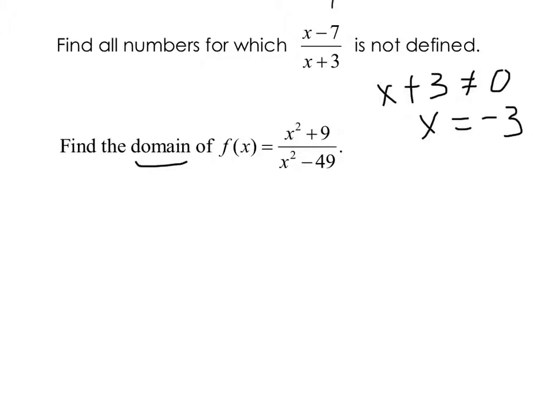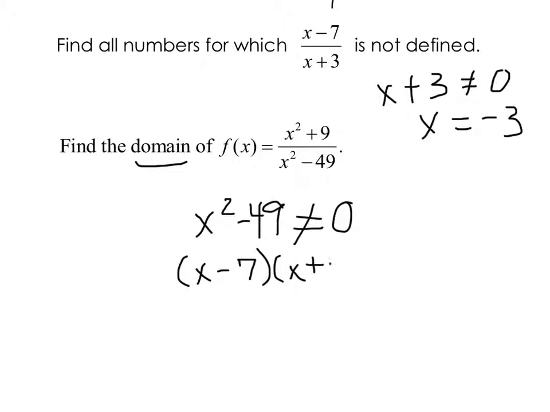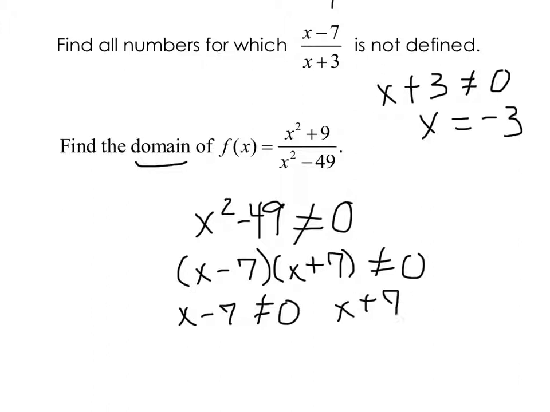Find the domain, all allowable x values. Once again, we have a fraction. We don't want the denominator of the fraction equal to 0. We can factor this. It's a difference of perfect squares. There's another way to work this, but this is the way I'm working it. So we don't want x minus 7 to be 0. x plus 7 can't be 0. So x cannot equal 7. x cannot equal negative 7. So 7 and negative 7 are not in the domain. We can have any other real number but those.